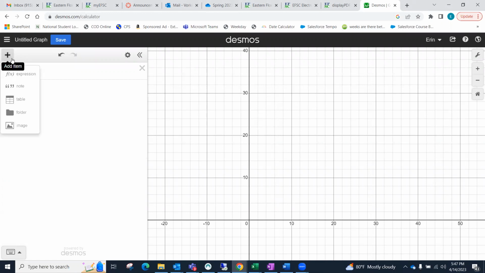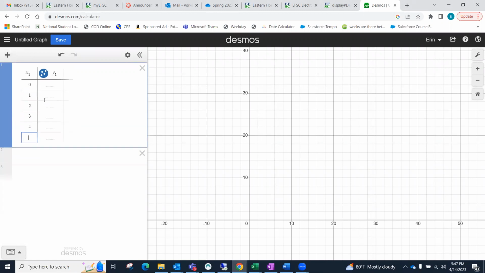Now I'm going to put some fictitious data in here. So you click the plus sign and hit table. And my X values, I'm going to put 0 through 5. Then my Y values, I'm going to put 87, 72, 71, 68, 45, and 33.